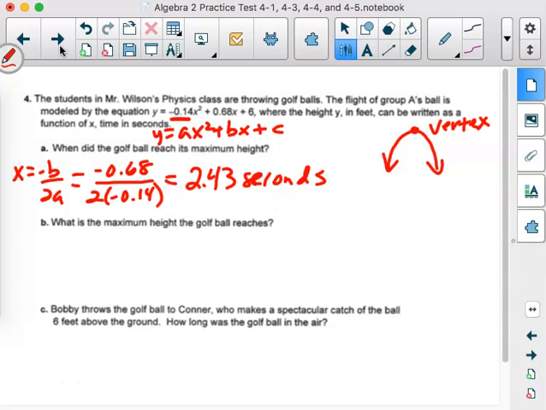So that answers their question, because their question was, when did the golf ball reach its maximum height? And up there it said that x is time in seconds. All right, what is the maximum height? Oh, well, that's the y. We were talking about that when we did the last 2 problems. So that means I have to take my little 2.43 seconds and put it back into the original equation.